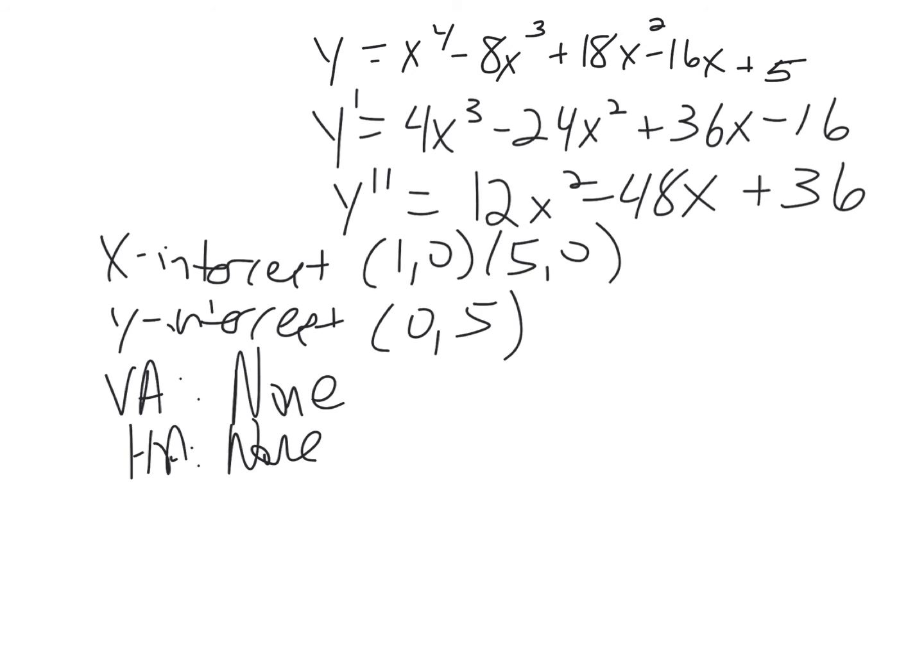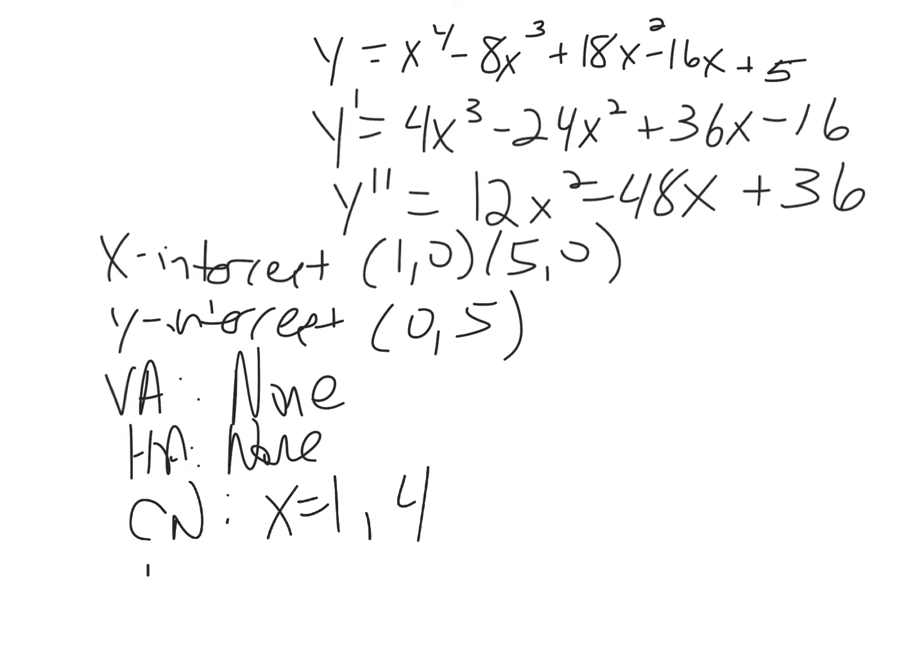Okay. Critical numbers. Values that make the first derivative 0. I'm going to abbreviate it as CN. Critical numbers. What are they? And your critical numbers are at x equal to 1 and x equal to 4. If you want to find what those points are, you can plug it into the original, though.